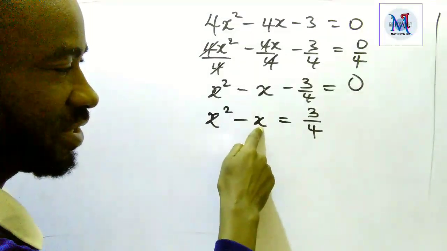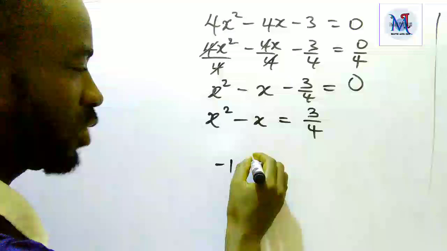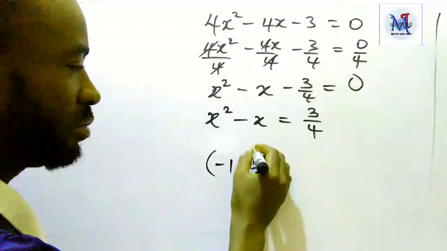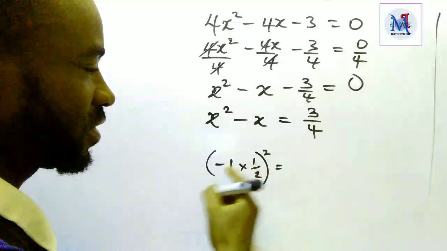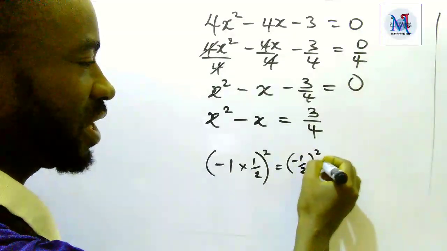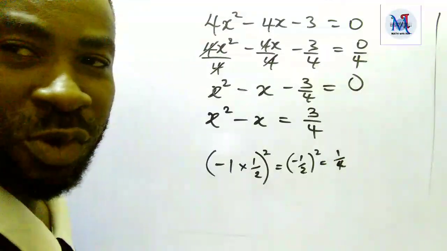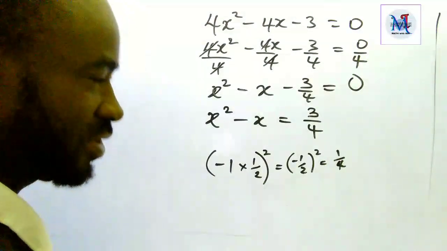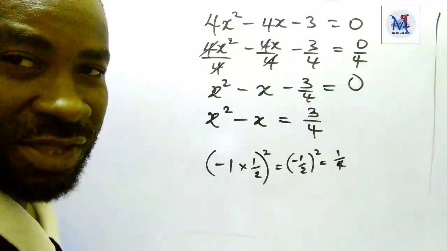Remember, the coefficient of x here is minus 1, right? So if we times this minus 1 by half and square everything, that is what will be added. And that will give us minus 1 times half is minus half. And when we square minus half, we get 1 over 4. So this 1 over 4 is what we're going to add now to both sides. So this is our step 3. We're adding 1 over 4 to both sides, okay?